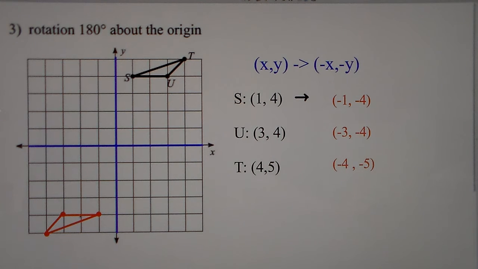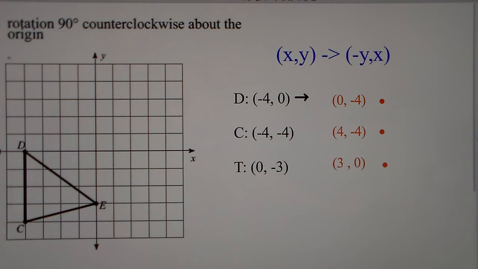It's in orange, and that's going to be S prime, U prime, T prime. That triangle is our answer. We successfully rotated this black triangle up here 180 degrees about the origin. Remember, the origin is that center point where the X and Y axes meet. That's the origin right there in the middle. All right, next up is problem number 4.